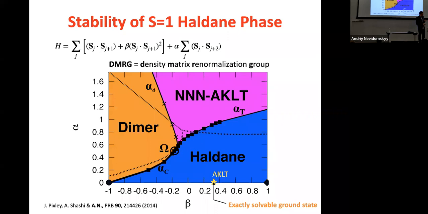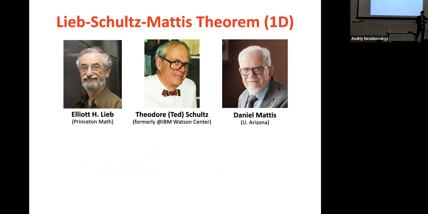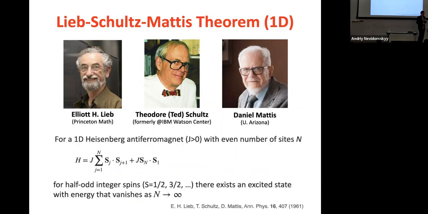But instead, what I'd like to do next is to tell you about the theorem. And these three gentlemen, they set out to figure out, can the difference between spin half and spin one actually be detected? I mean, of course, I just told you from Haldane that, yeah, they're not the same, but what would be the consequences? Now, they couldn't do much about integer spins, but for half-integer spins, they made the following observation. Actually, it's a theorem. That if you take a one-dimensional system with an even number of spins and antiferromagnetic interactions, then the system is guaranteed to have at least one gapless excitation. Gapless means at zero energy in the thermodynamic limit.